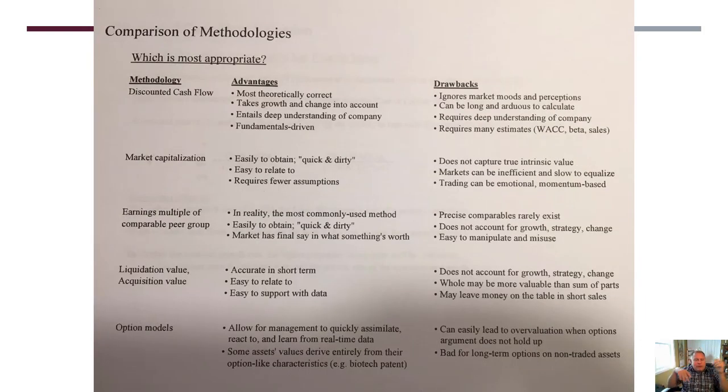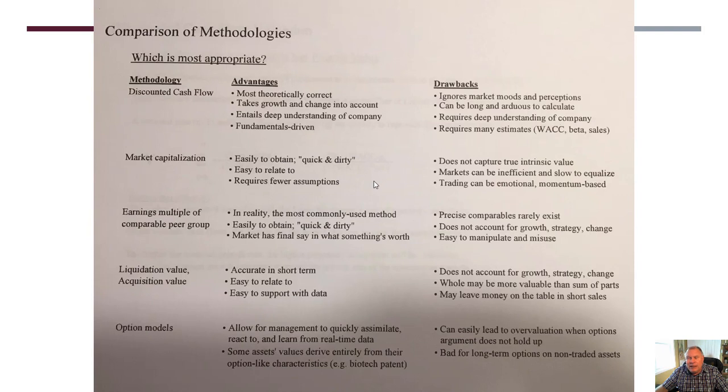Advantages and disadvantages, I'm going to go through these fairly quickly. Discounted cash flow is theoretically correct and takes growth and change into account. It entails a deep understanding of the company. It's fundamentals driven. That's what we've been spending the past few weeks studying. The drawback is that it doesn't pick up the moods or sentiment within the market. It can be long and hard to calculate. It requires a deep understanding of the company. If you don't have that, you won't be able to do this. There's a lot of estimates that go into this: your weighted average cost of capital, sales. We're not looking at beta right now, but that's another methodology.